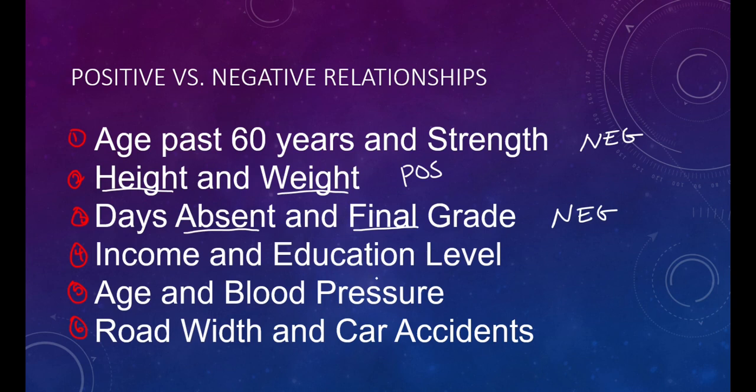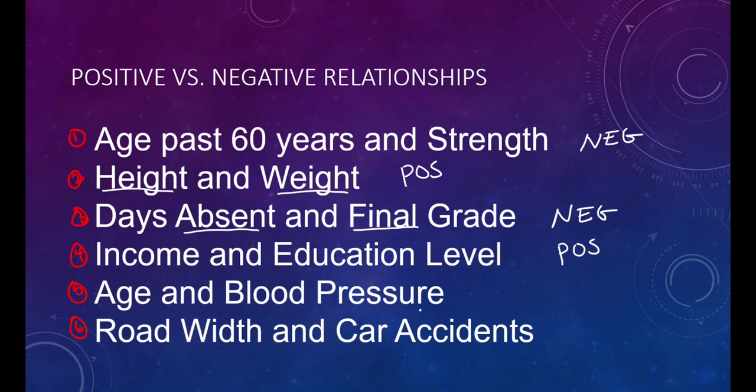Number 4, income and education level. Now this one's kind of tricky. We have to think of the income as the explanatory variable. So this is something we can change, and then we look at the education level. So this is a positive relationship. If we look at lower income people, they might not be able to afford a higher education, so we're going to have a decrease in education level. So as the income increases, the education level also increases. The lower the income, the lower the education. So this is a positive relationship.